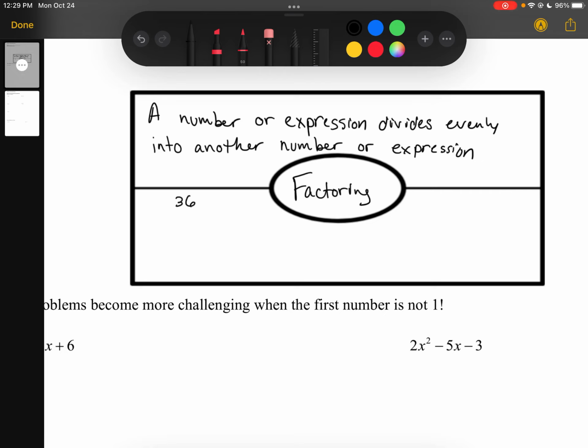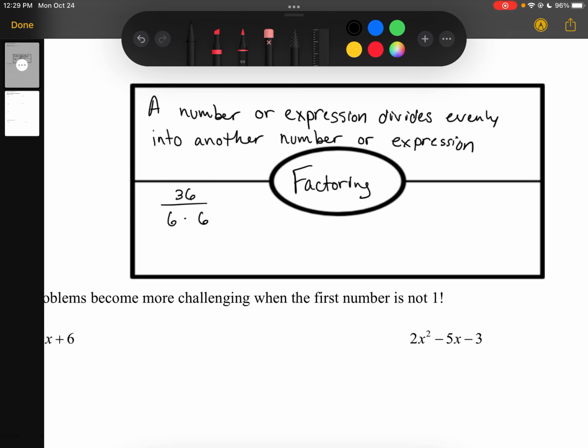So when we are looking at things, for example, like 36, when we're listing the factors of it, we would see 6 and 6 are both factors. They divide evenly into 36. But if we try something like 7, 36 divided by 7 is 5.14 repeating, and because we have a decimal here, it's not evenly going into 36. So that would not be a factor.